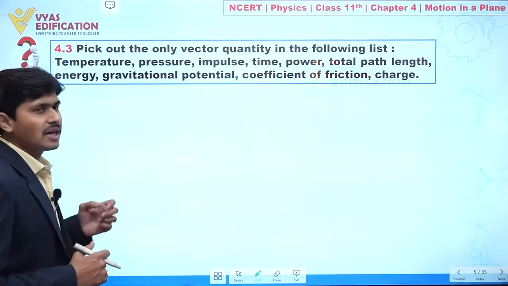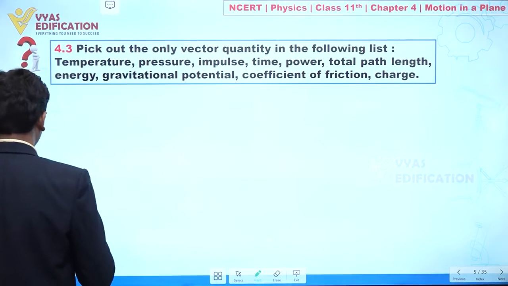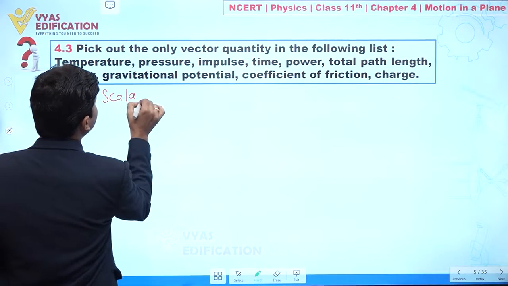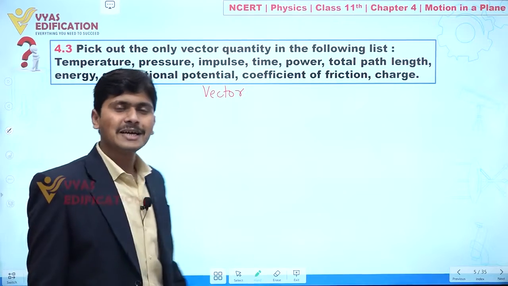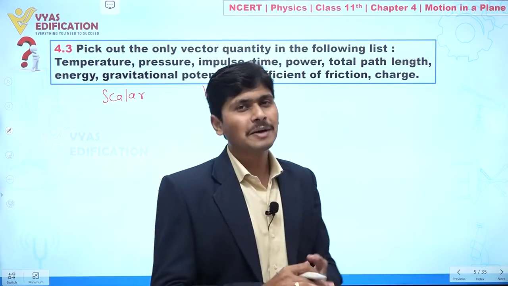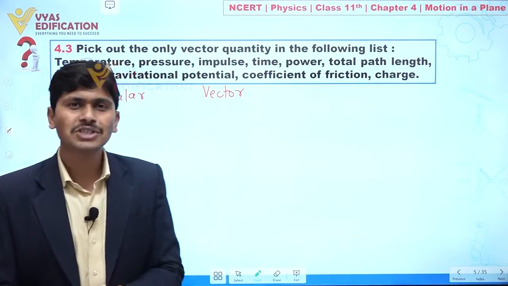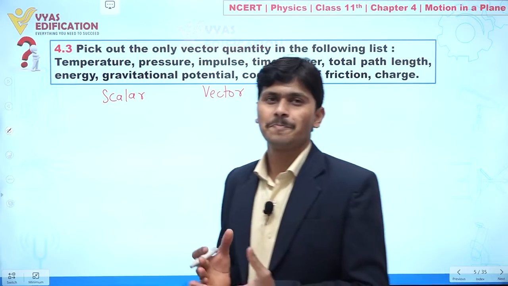Clear? So now first, if we talk about temperature. We can say temperature is a scalar quantity. So I am writing here scalar and I am writing here vector. Definitely temperature is a scalar quantity, because suppose you say the temperature of this room is 37 degrees Celsius, you are getting complete information, because 37 is a magnitude and degree Celsius is its unit.